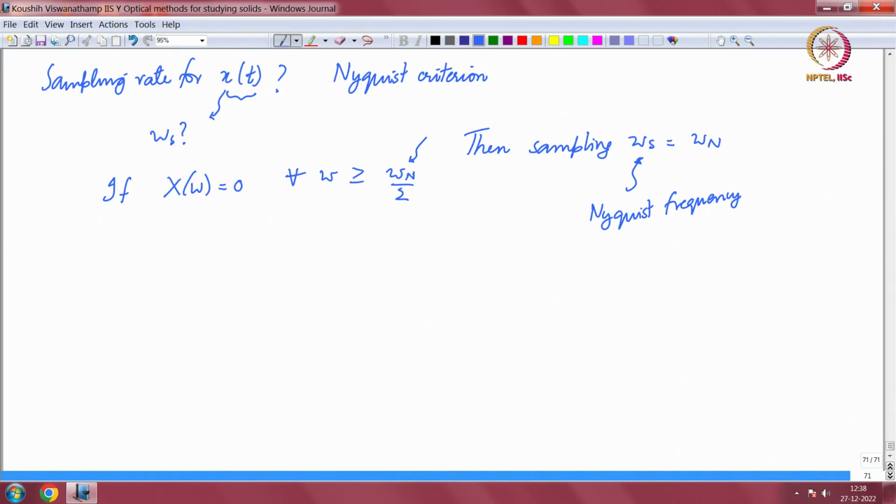If you do not sample at this frequency or higher, you can obviously sample higher however high you want, but if you sample lower than this particular frequency, then it will lead to data loss. You will not be able to reconstruct the signal entirely. This is something to keep in mind.